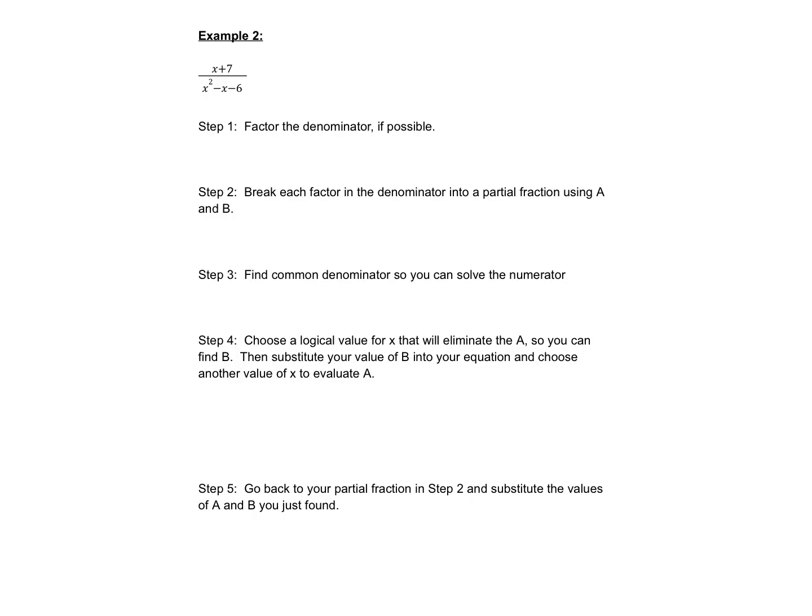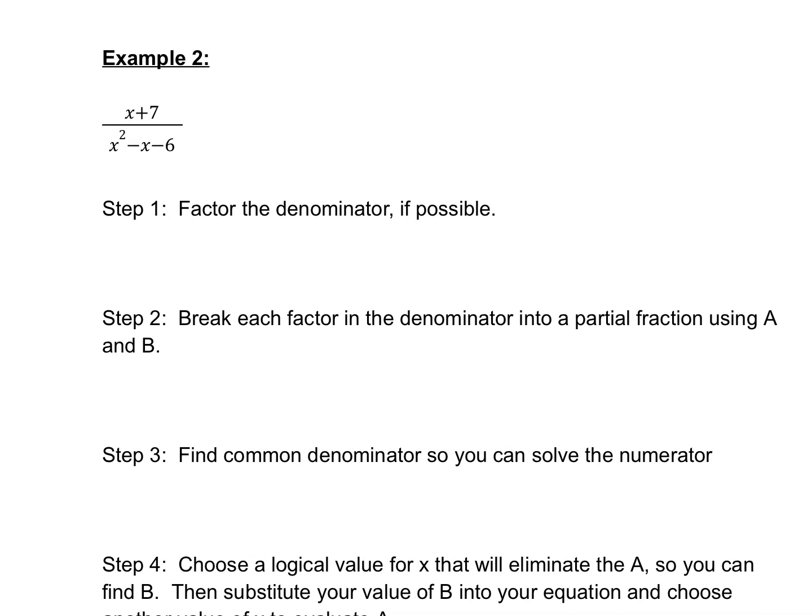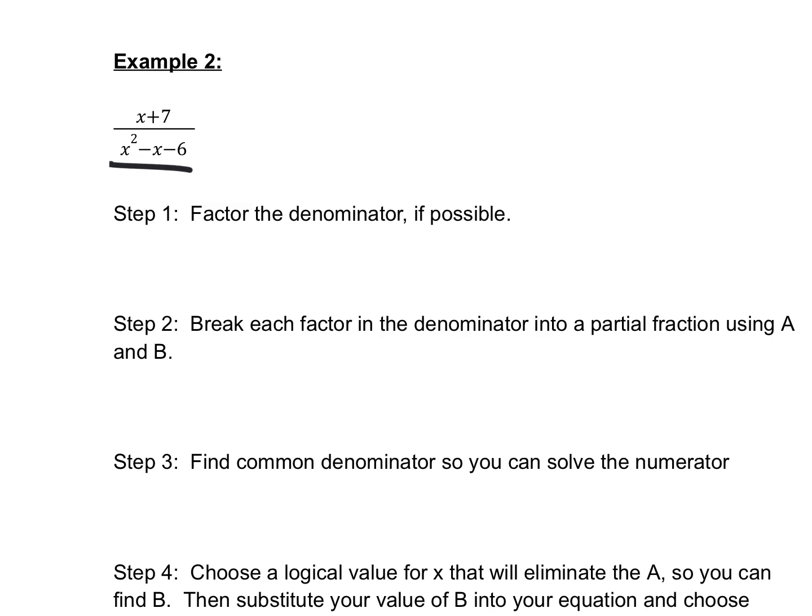Okay, so on that first example, we went step by step through everything we're supposed to do. The steps are listed here again. Let's see if we can go through the example just a little bit quicker this time. So step 1, we are going to factor the denominator if possible. And if you look, our denominator is factorable. So we are going to go ahead and just rewrite it exactly the same, except we are going to write our denominator in factored form.